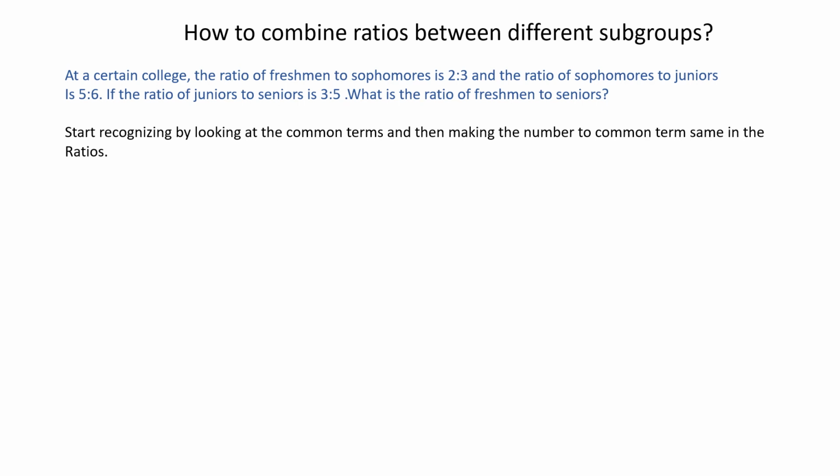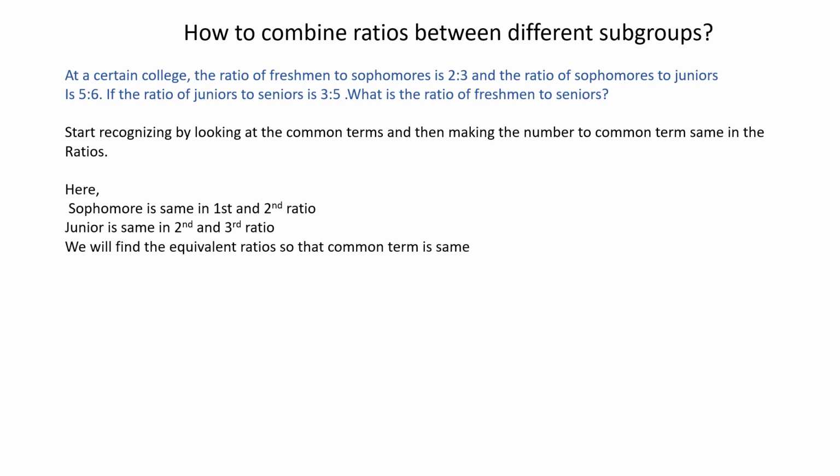So here, start by recognizing the common terms and then making the numbers for the common terms the same in the ratios. Here sophomore is the same in the first and the second ratio, and junior is the same in the second and third ratio. We will find the equivalent ratios so that the common term is the same.